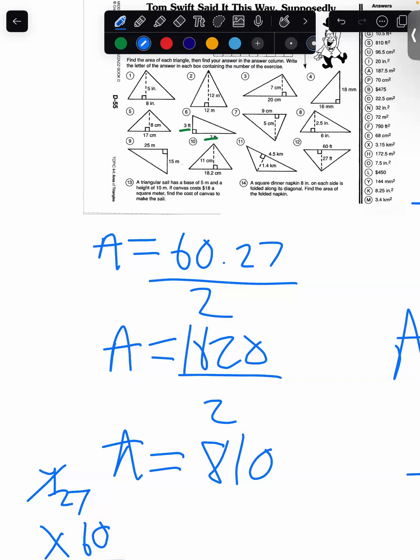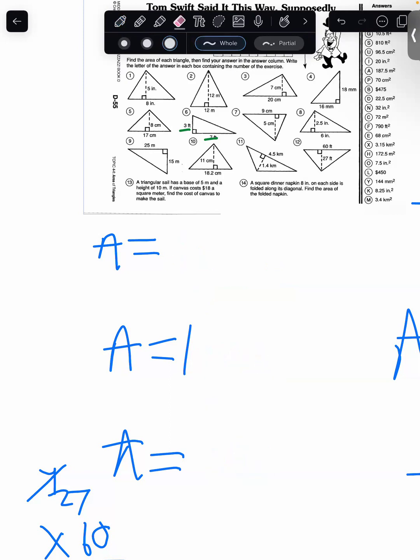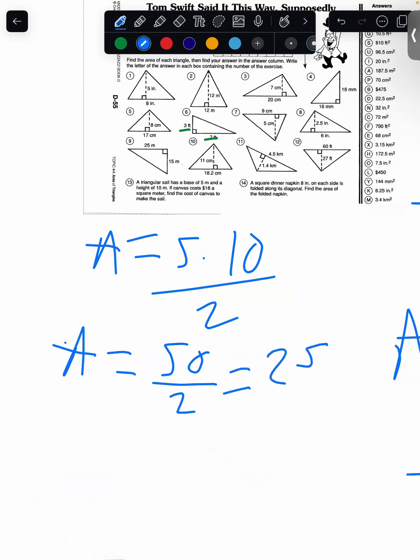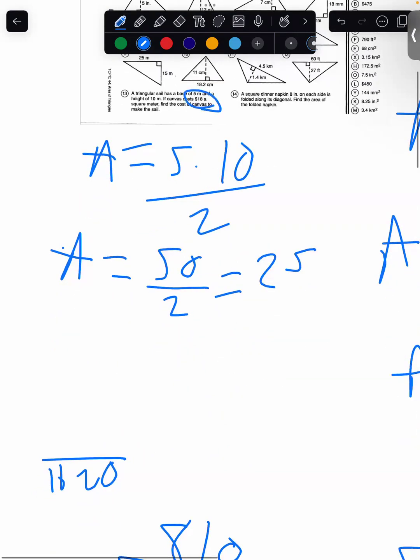All right, a triangular sail has a base of 5 meters and a height of 10 meters. If canvas costs $18 per square meter, find the cost of canvas to make the sail. Okay, so basically what we're saying is it's a triangle and it's 5 by 10. And then triangles are divided by 2 because it's half the rectangle. So that's 50 divided by 2, which is 25. Now here that's 25 square meters. So then 25 times 18 to get us our answer.